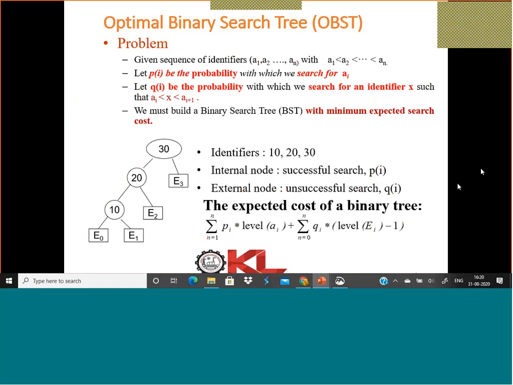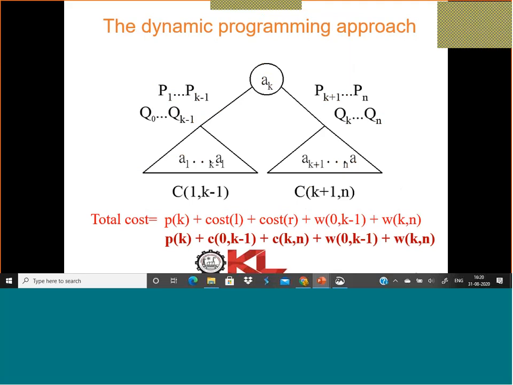So this point is clear for everyone? This is very important, you need to understand. When there are n key elements, we need to look at n plus 1 virtual nodes. This is another one. Your time is very less, so I need to move fast.